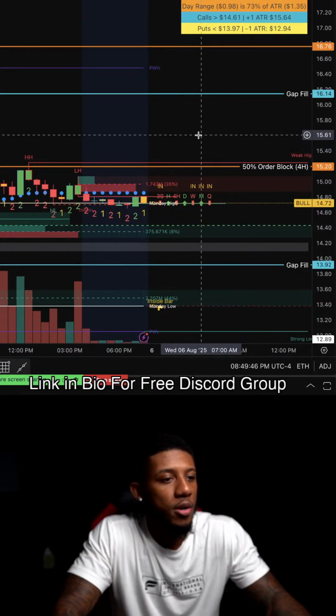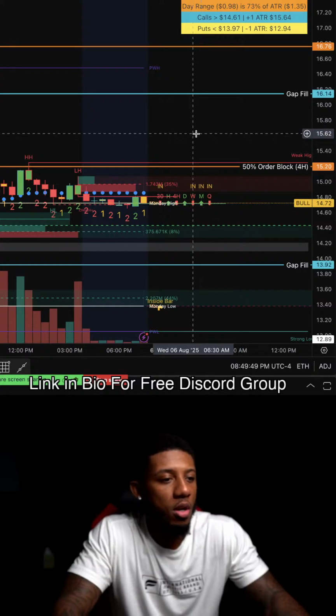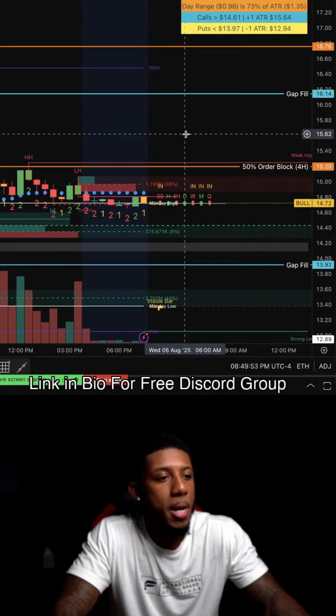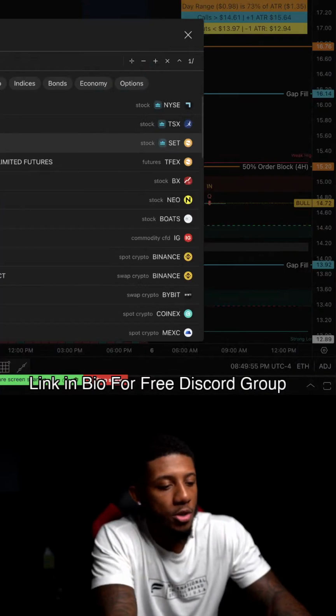Do you trade the daily chart? Sometimes. I look for entries off higher time frames, so like a daily, 6-hour, 4-hour. Those are where I find my entries. Can we look at SPY again? Sure.